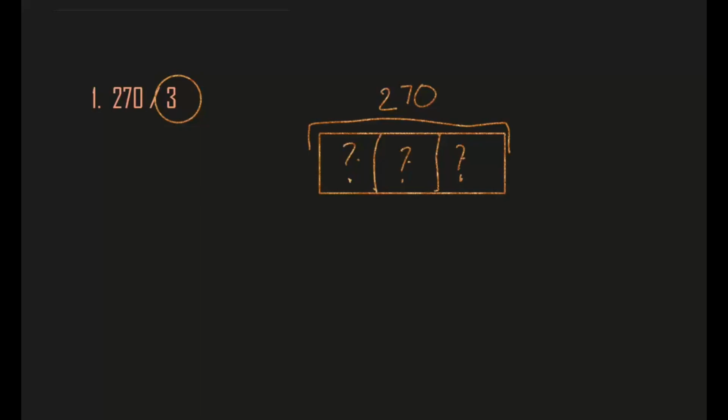So what we'll do is we'll use a pattern. Let's just ignore the fact that there's a 0 here. We're going to write 27 divided by 3. Well, if you know your multiplication tables, you should know that 3 times 9 is 27. So 27 divided by 3 equals 9.